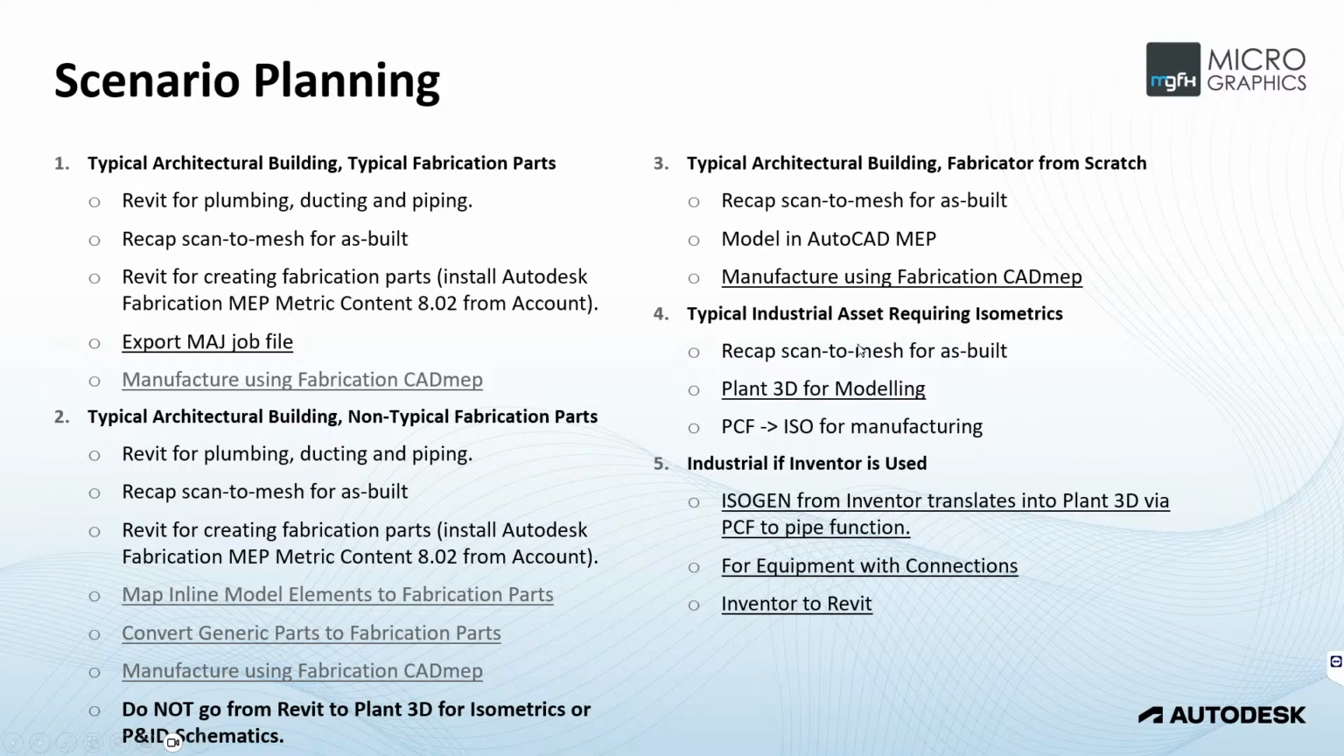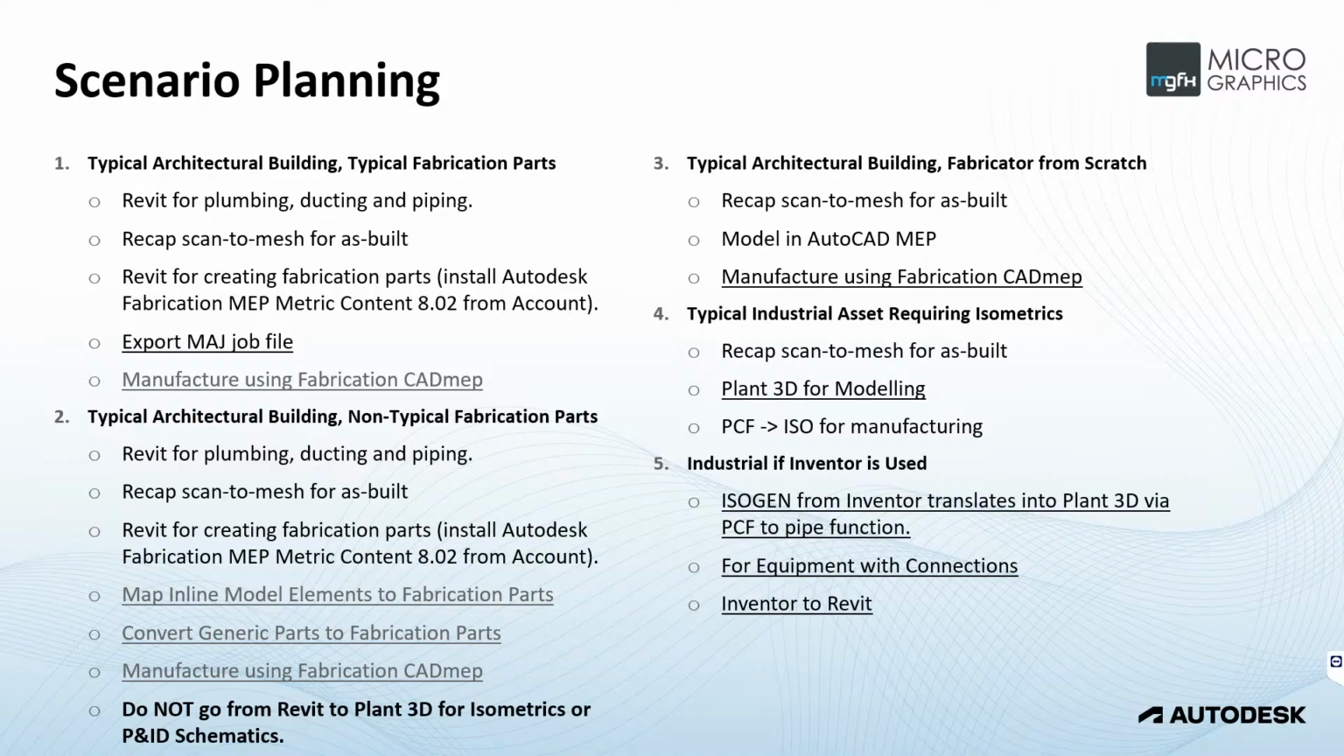A typical industrial asset requiring isometrics: you shouldn't consider Revit whatsoever. You should start off with Plant 3D and just design immediately in Plant 3D. Then you can take the PCF to ISO for manufacturing. That's basically something that we do in Revit as well. Okay, so that's Plant 3D. So if you're doing mining, petrochemicals or food processing plants, that type of thing, go with Plant 3D from the very beginning.